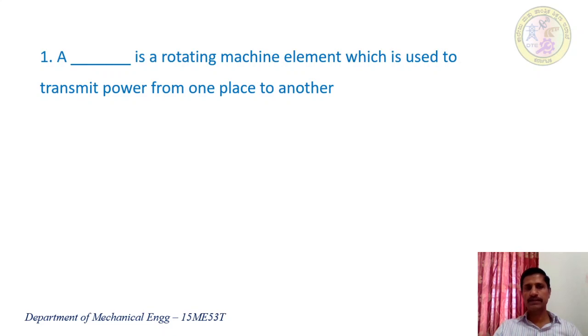First MCQ is, a dash is a rotating machine element which is used to transmit power from one place to another place. And options are shafts, spindle, axle, all of this. Please give your answer.